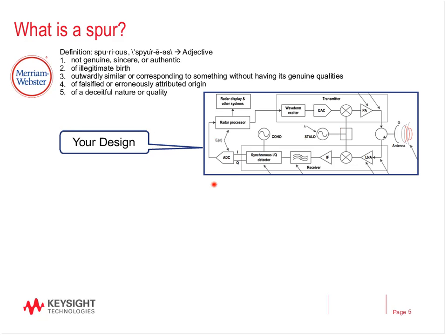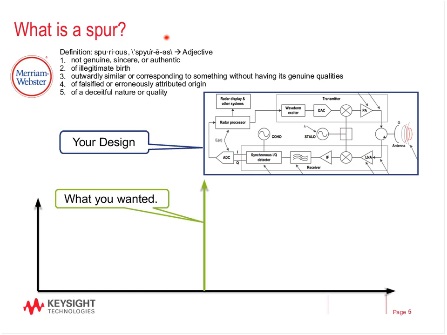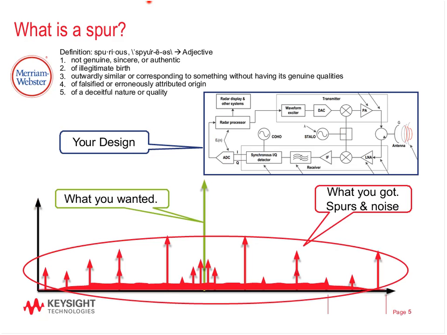It's designed to transmit and receive at a particular frequency. Ideally, you would have designed it so that you wanted just a single pulse, a single tone, if you will, to be transmitted and received. But in reality, what you got was something more like this. And so in this case, you got harmonics maybe, you got clock spurs, you got all random noise, all sorts of signals that are being transmitted either over the air or received through your receive path.